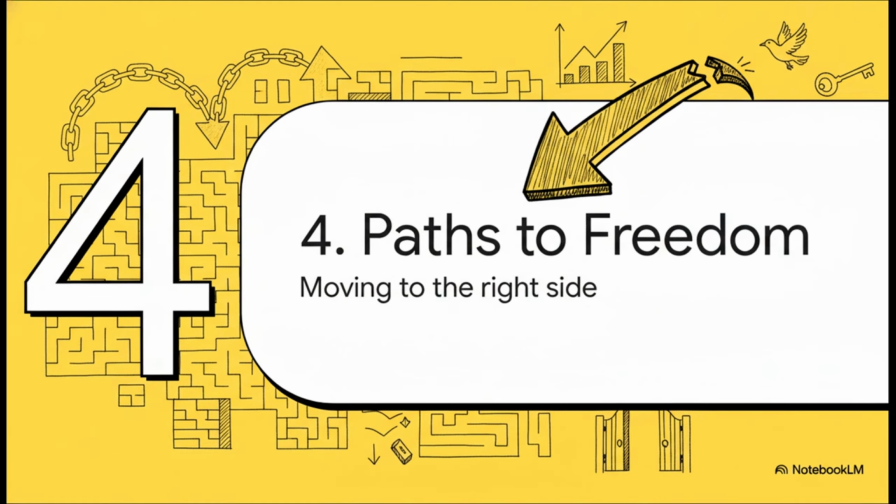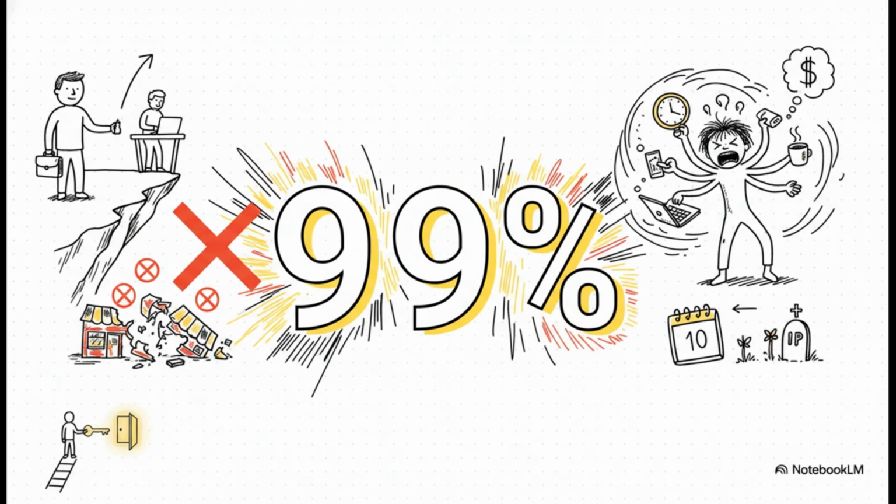Okay, so knowing all of this, how in the world do you actually break out of these traps? How do you make that leap from the left side to the right? Let's look at the different paths people try to take. Now, a really common move people make is jumping from employee to self-employed. They want to be their own boss, right? But, and this is a huge but, this is often the single riskiest step you can take.